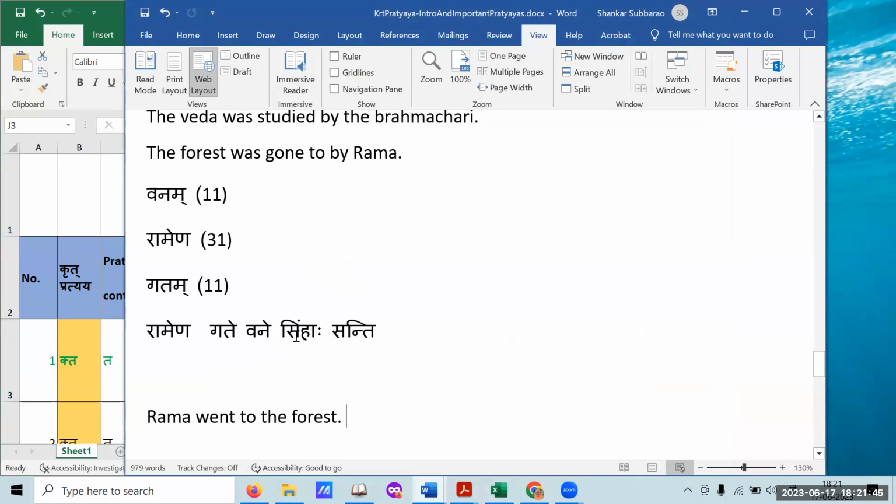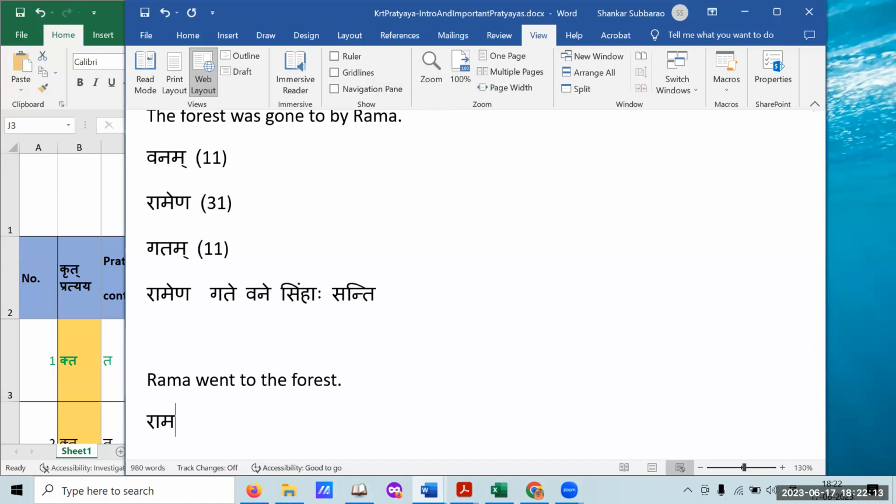All right. So now, Rama, see the same thing. Forest was gone to by Rama, right? I'm just changing its prayoga now to kartari prayoga. All right. So Rama will be in what case now? Rama went to the forest. What case will Rama be in? Someone answer, please. 1-1. Yes. So Rama, what is 1-1 of Rama? Ramaha. Good. That much everybody should answer. And when you're done, please mute yourself back so that everybody is not unmuted.